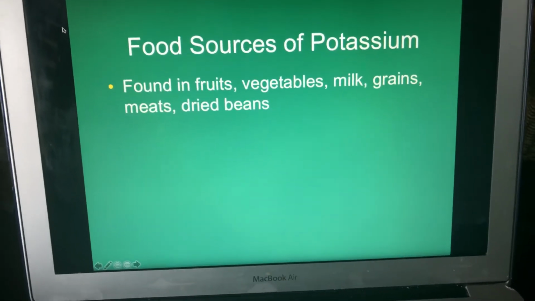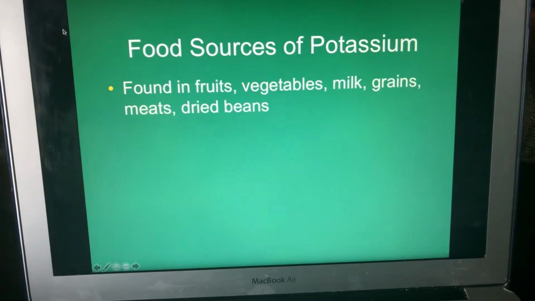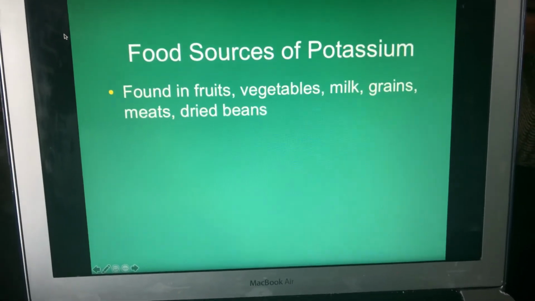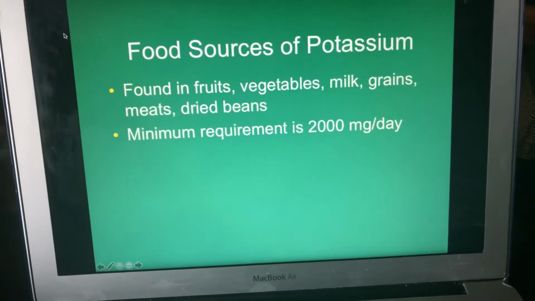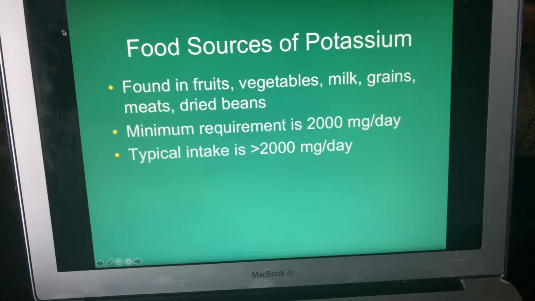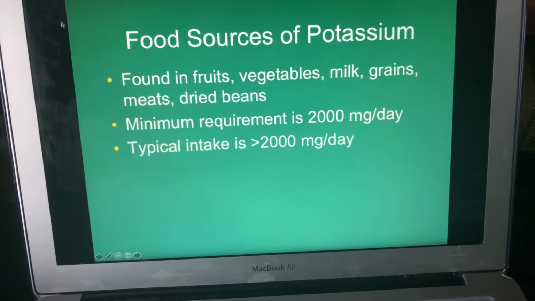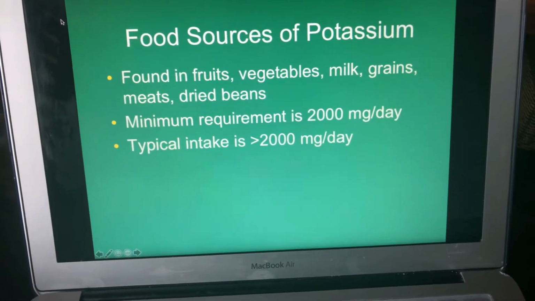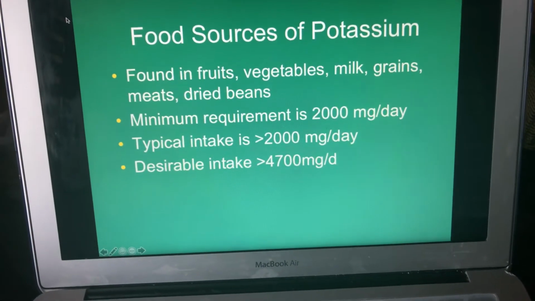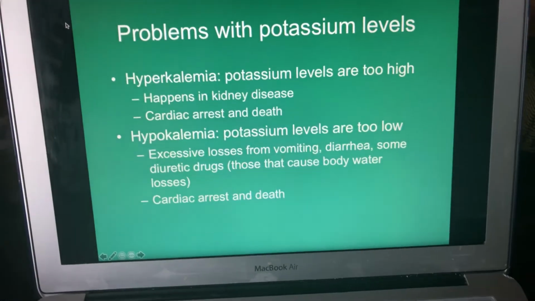and so a lot of people actually have a lower than optimal food intake of potassium when their diets are low in fruits and vegetables. The minimum requirement is 2,000 milligrams a day, but the typical intake is above 2,000, but less than the optimal intake of 4,700 milligrams a day.